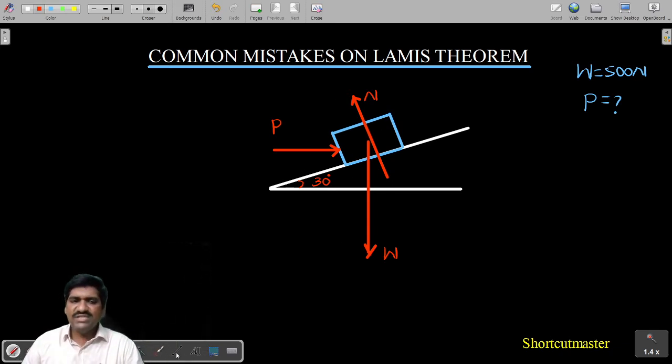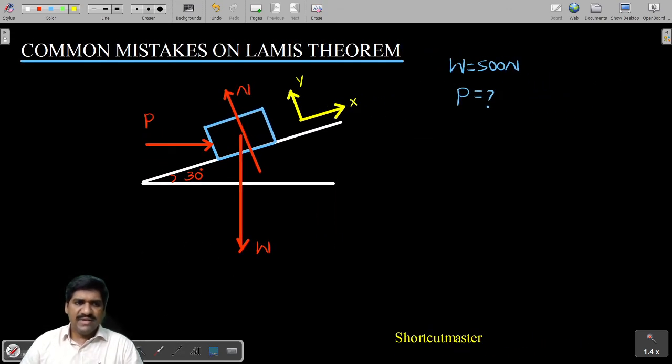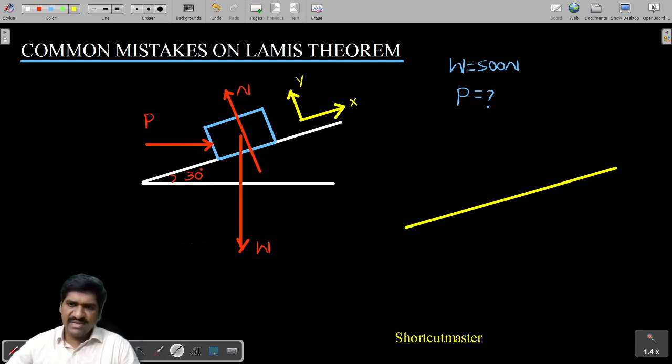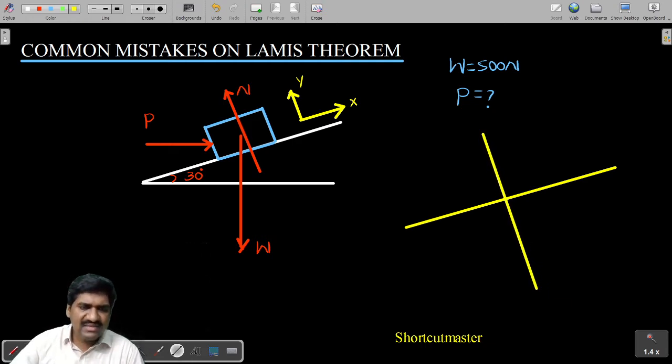Before that, my suggestion is to always try to place some reference axes, for convenience, so as not to make any mistakes in the examination. So this is the x-axis, and this has to become the y-axis. I am taking x along the plane and y normal to the plane. Very simple, have some patience. See here, I was just placing the axes. First of all, this one is the x-axis, that is the inclined plane, and this one is the y-axis. Now you place all three forces in the xy plane.